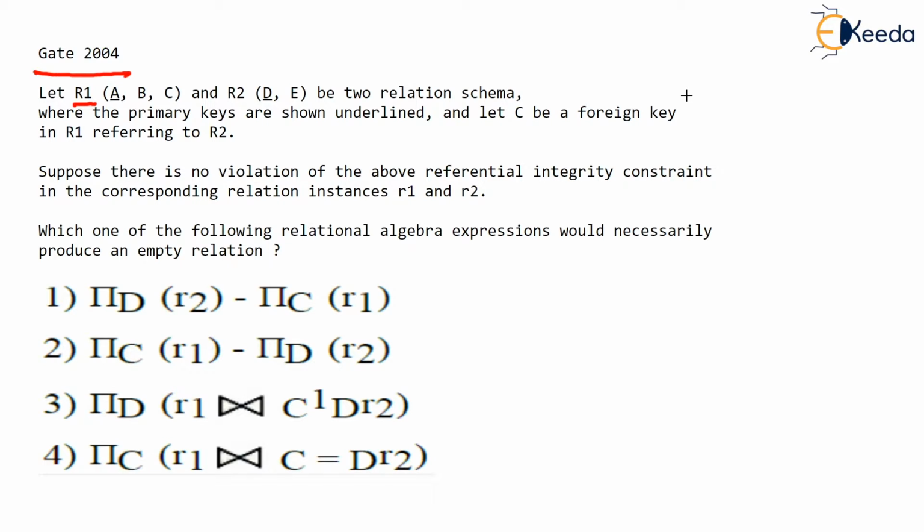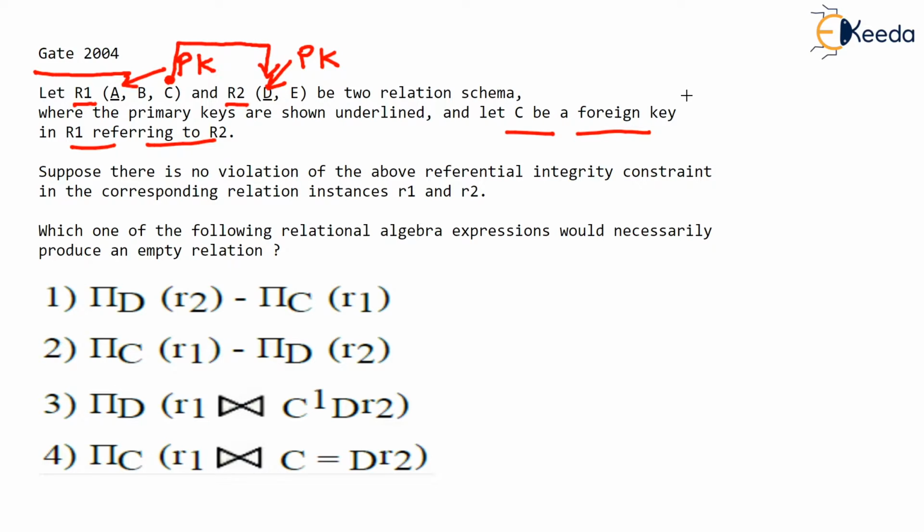Note that A is underlined. That means A is the primary key in R1. Also D is underlined in R2, so this is the primary key in R2. Now let C be a foreign key in R1 referring to R2. So this attribute C here is referring to D, that is the primary key of R2.